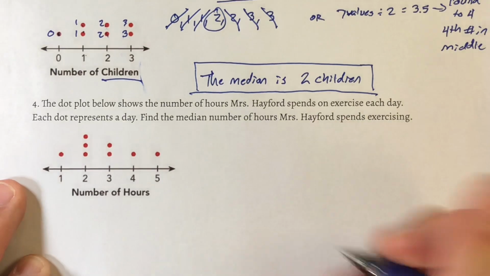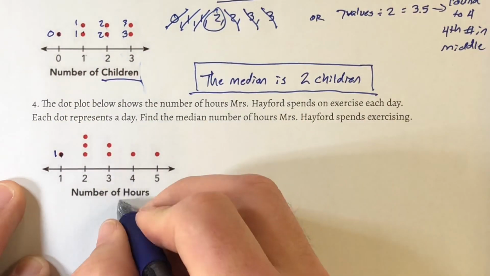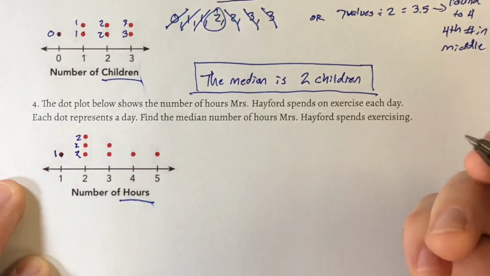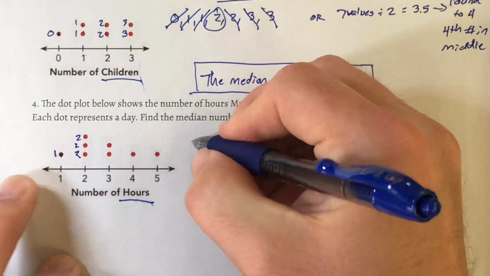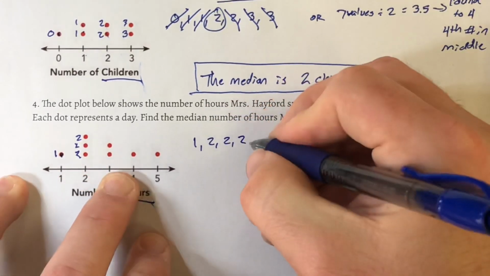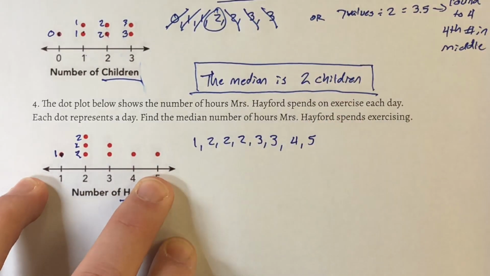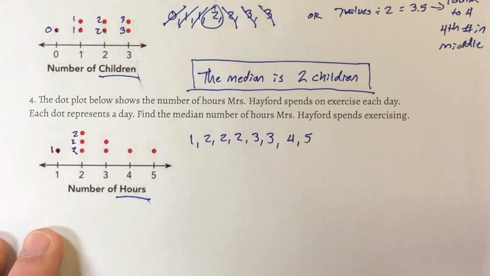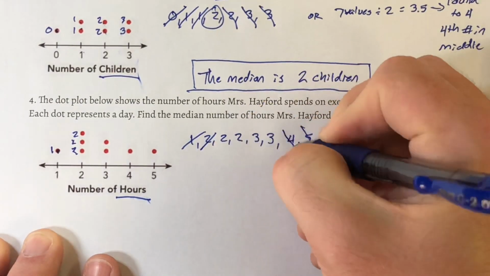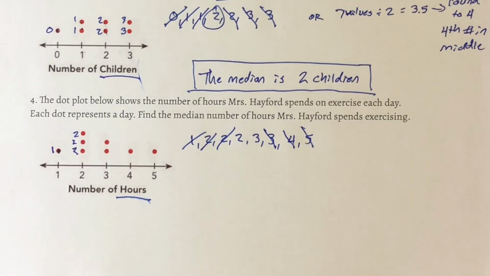All right, let's figure out what our numbers are. So this day, Mrs. Hayford spent 1 hour. These 3 days, she spent 2 hours each, and so on. So let's list our numbers from least to greatest. 1, 2, 2, 2, 3, 3, 4, and 5. All right, let's use strategy 1, crossing out. So 1, 2, 3. So I have 2 numbers in the middle.